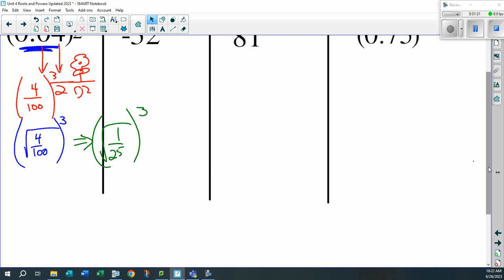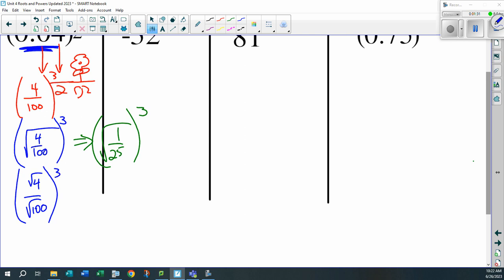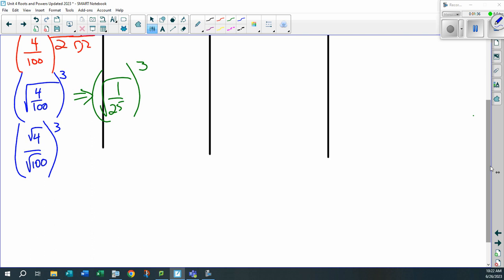Let's go to this blue one first. The square root of 4 over 100, which means the square root of 4 over the square root of 100, all cubed. That's easy enough to do. Square root of 4 is 2. The square root of 100 is 10. All cubed. Now, again, what should you do at this point? Well, 2 over 10, folks. Come on, you can reduce that one. That's just too easy. You know and I know that's 1 over 5. 1 over 5 cubed. Simple, simple, simple.